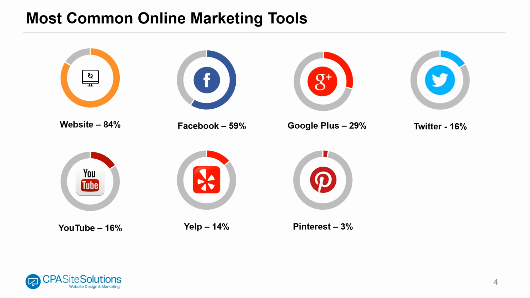But people also go to Facebook. Make sure you check your Facebook for Business page, your Google Plus page, or Twitter. Some people look at YouTube. Yelp is also important, as well as, to a very small degree, Pinterest.